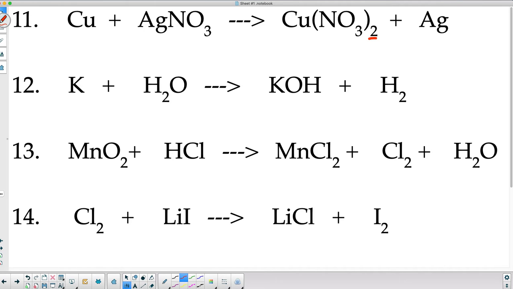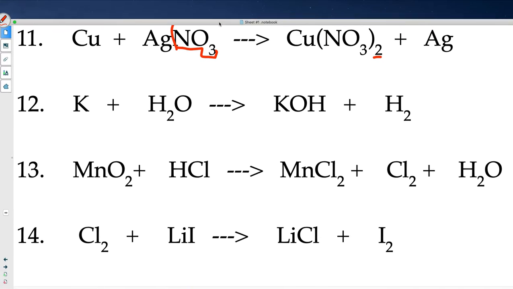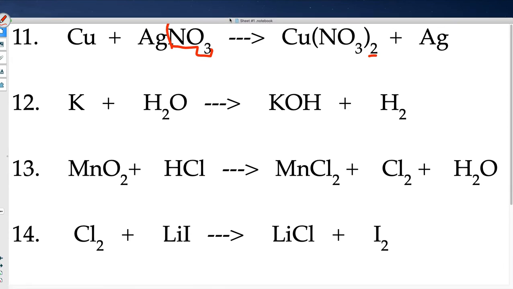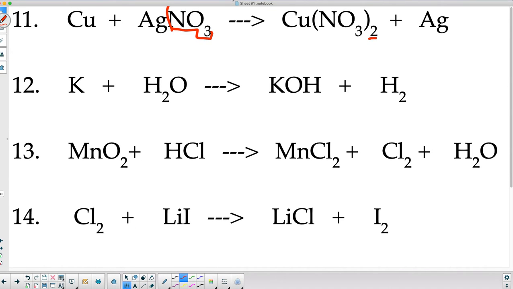On the left-hand side, I do not have 3 NOs. I have only 1 NO3. The NO3 stays together as one single unit. And if I were to put parentheses here, I knew that was going to happen. I knew it was going to screw up. And if I had to put parentheses here, I would put a number 1 on the outside. Okay, so the parentheses NO3 and a 1 means there's only 1 NO3 there.